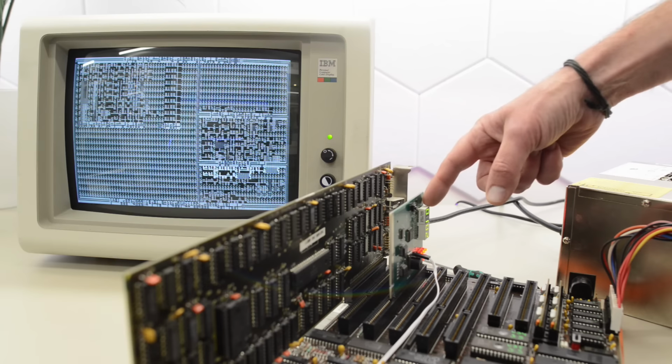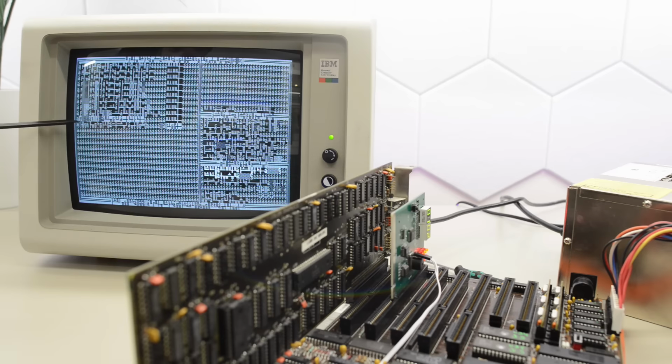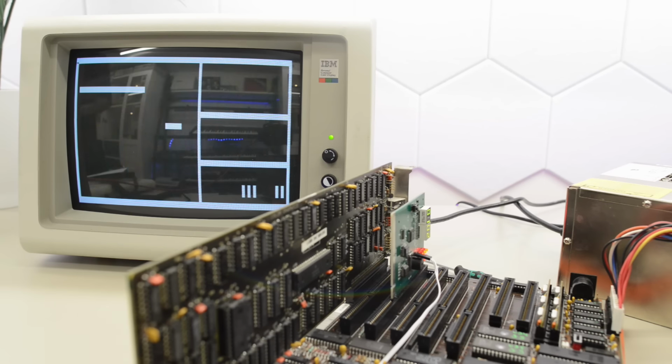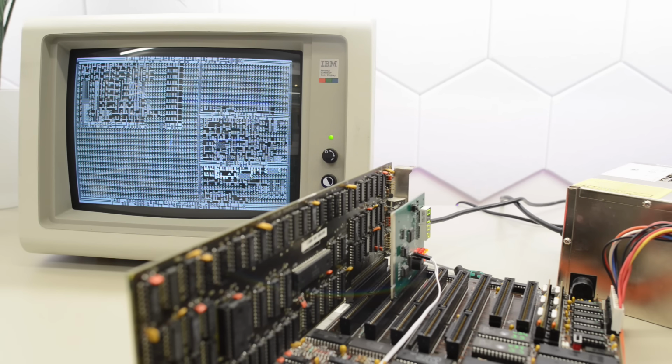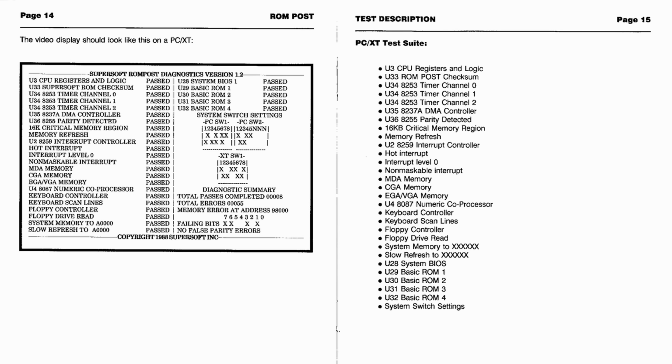And the diagnostic card is stuck at 0, 1. Okay, if I count here, it seems to stop at the 7th test. And according to the manual, that is U36 8255 parity detected passed. And the next line is 16K critical memory region. So I'm not sure if this is pointing us to the first 16K of memory, or if it's showing a bad U36. Well, in the manual there is a picture of the screen, but that is for an XT.